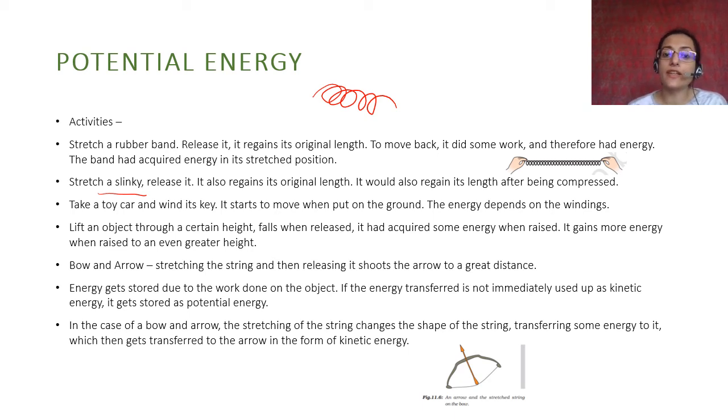So potential energy is possessed by the object by virtue of its position or configuration. Potential energy possessed by an object is the energy present in it by the virtue of its position or configuration. It is a stored energy. It is a stored mechanical energy which gives it the potential to do a certain amount of work. आप उसको, you are making it capable of doing a certain amount of work.